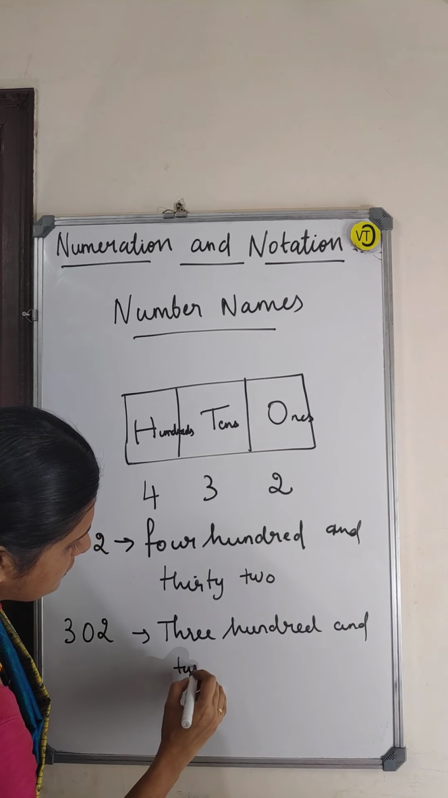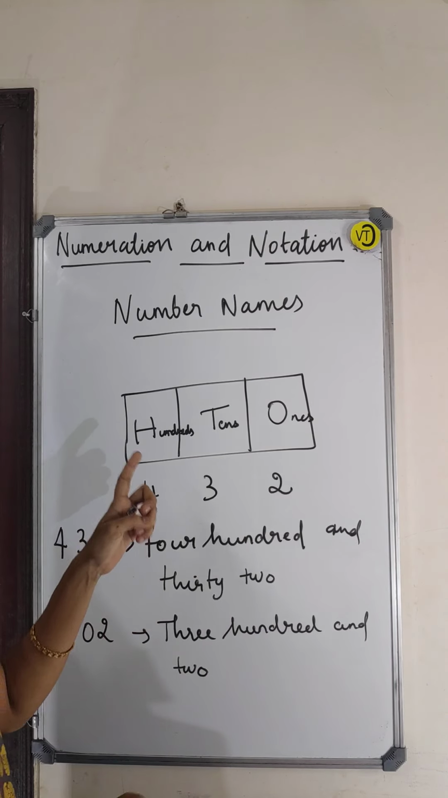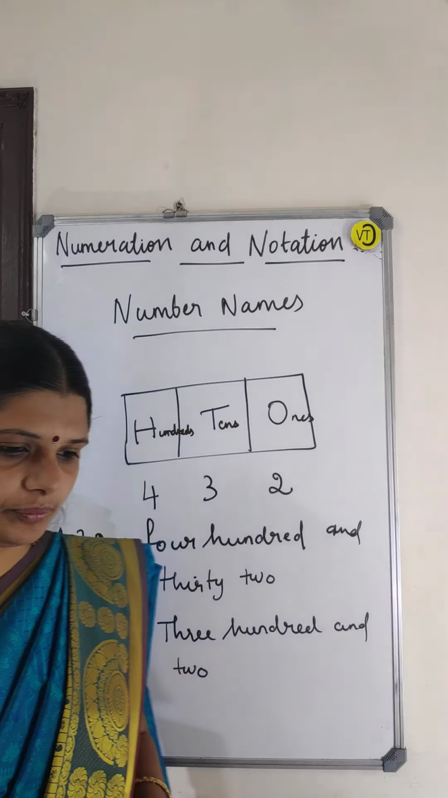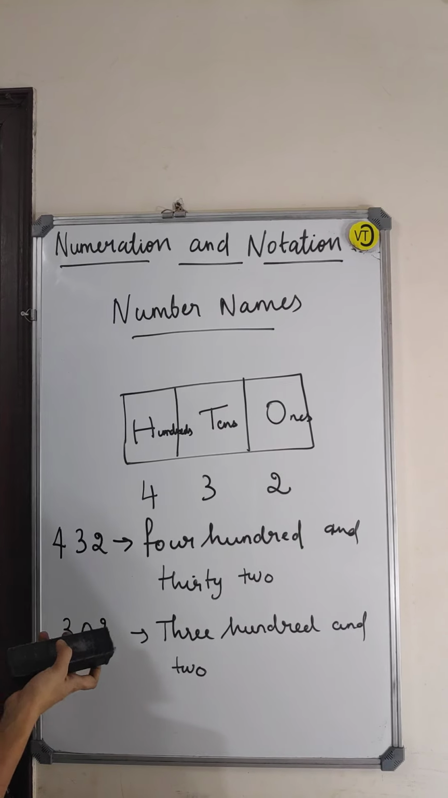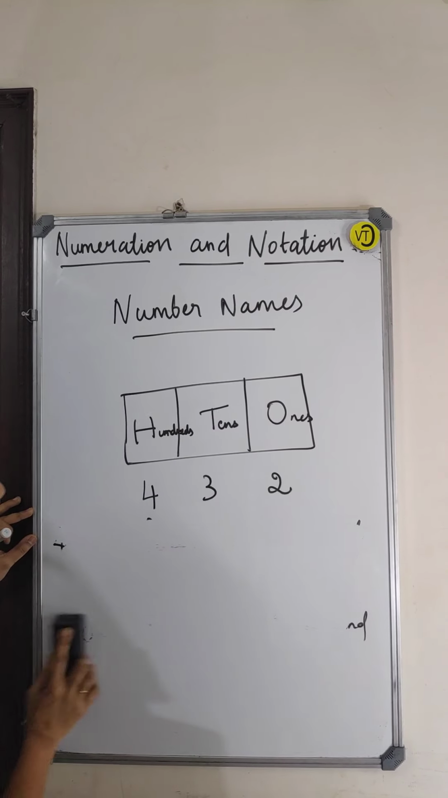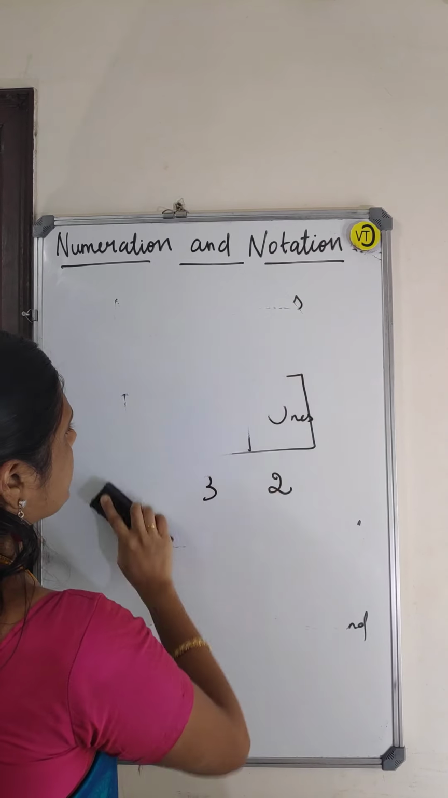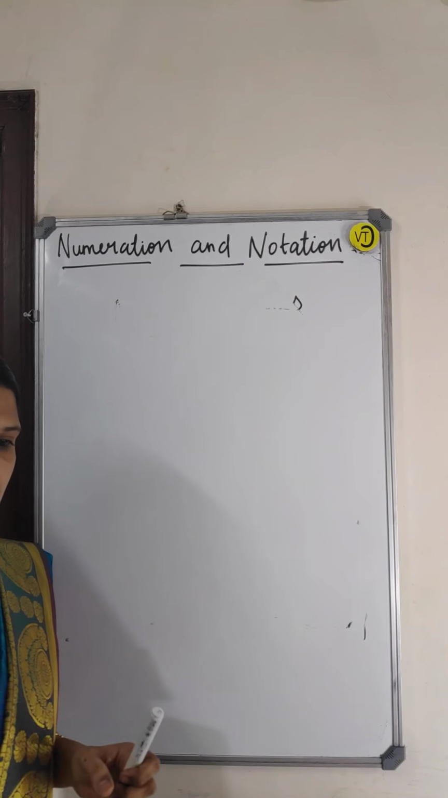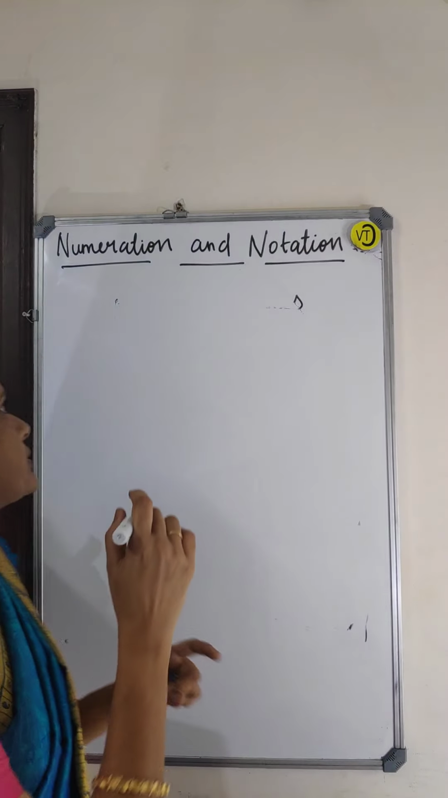302. That's it. So this is the number names. The next one is place values.